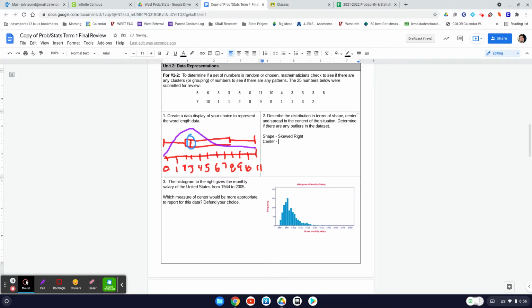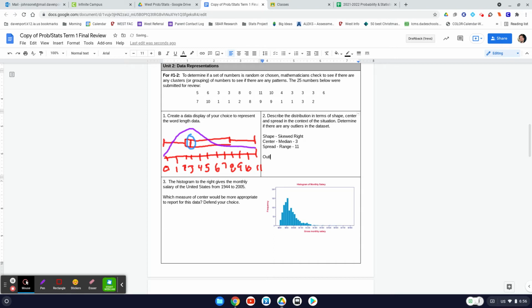Center, especially for a dot plot and a box plot, is our median. Well, fortunately, we found out what our median is. Our median is 3. That came from our calculator. Spread refers to range. So in this case, biggest minus smallest, so 11 minus 0, which is 11.